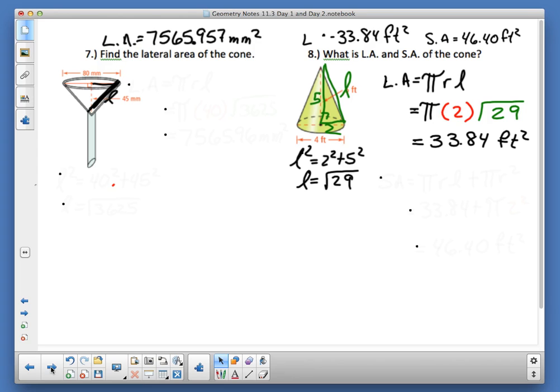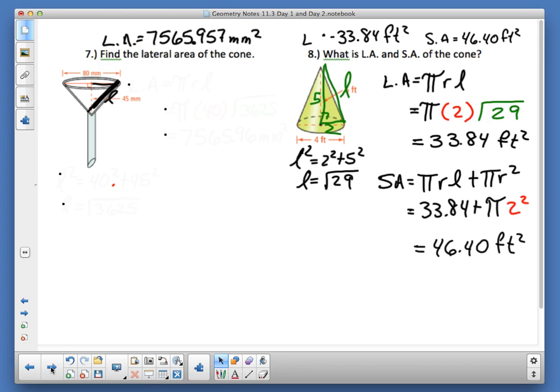Now, I've got my LA's 33.84. Remember, I've got it in my calculator still. SA is my LA that I just found, plus pi r squared, and remember that's the area of the base, and r is 2, so I'm squaring 2, so I'm adding 4 more pi to it, so I get 46.40 when I round it.